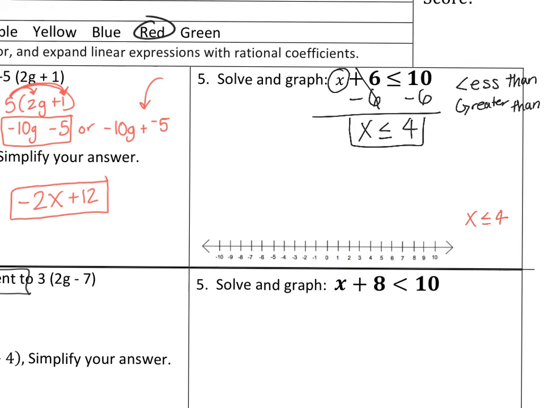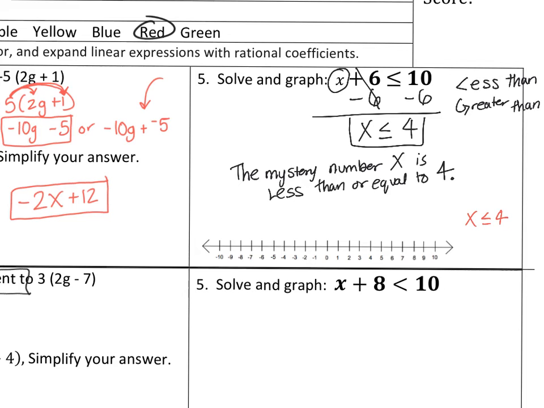Now that I've solved it, it wants me to graph it. So the sentence says, the mystery number x, and please write this, you'll see why it benefits you. The mystery number x is less than or equal to 4. So try to make sense of this statement. The mystery number x is less than, or it can be equal to 4.